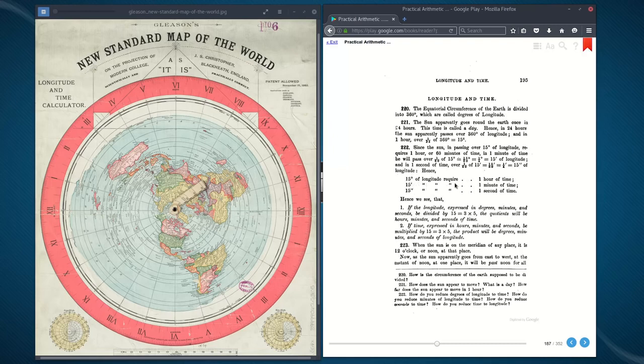So 15 degrees of longitude require 1 hour of time. 15 minutes of longitude require 1 minute of time. And 15 seconds of longitude require 1 second of time.